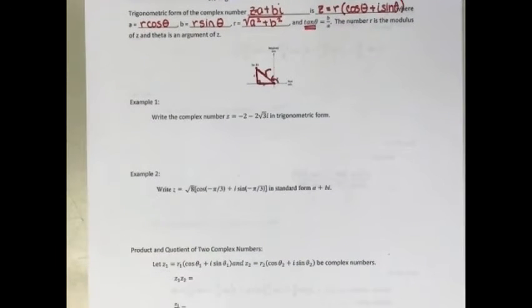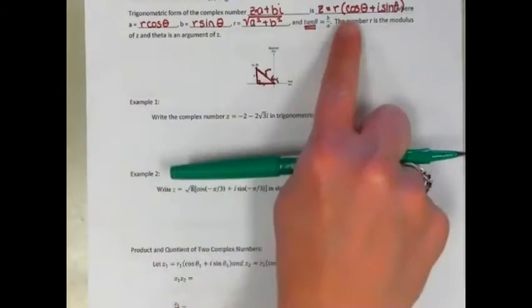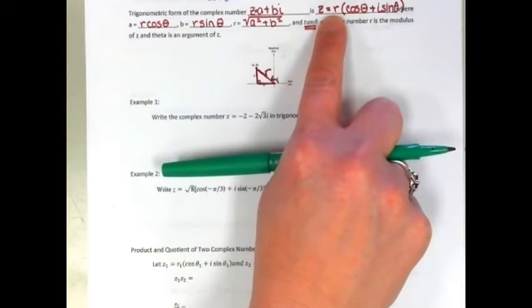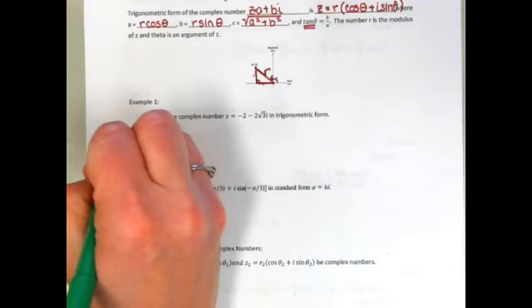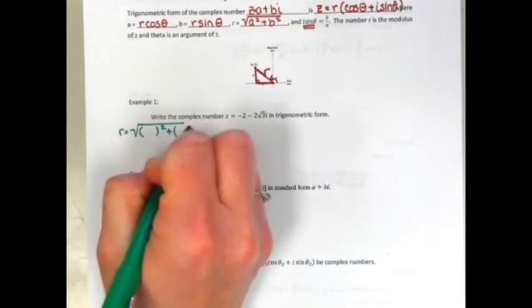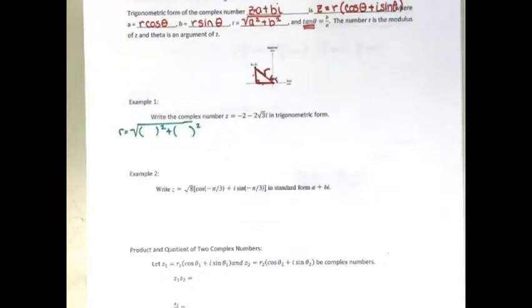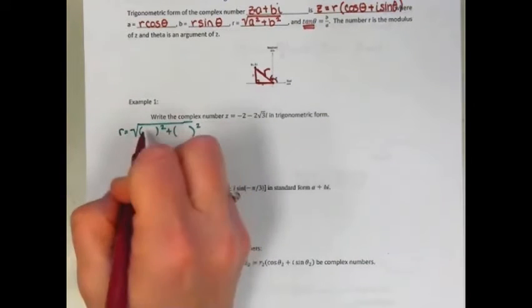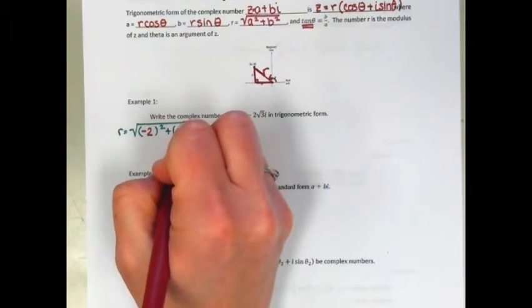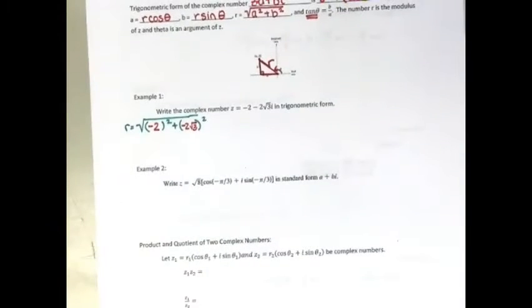All right, so let's go ahead and write the complex number z equals -2 minus 2 radical 3i in trig form. Real quick, to put it in trig form, r times the quantity of cosine theta plus i sine theta, we need to know what r is, right? So can we find my r? We're going to take the square root of a squared plus b squared. And what is my a in this problem? -2. And what's my b? -2 radical 3. You guys okay with that?